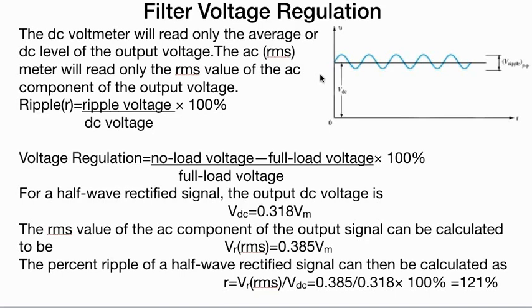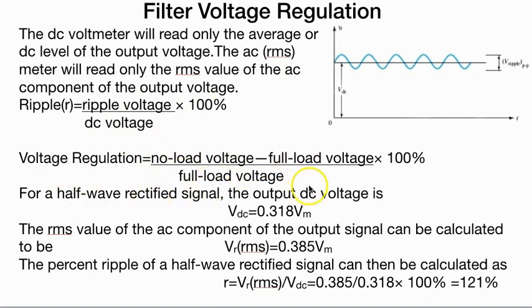The DC voltmeter will read the average or the DC level of the output voltage. The AC RMS meter will read only the RMS value. The ripple factor is equal to the ripple voltage over the DC voltage times 100. Voltage regulation is the no load voltage minus the full load voltage, upon the full load voltage, times 100.